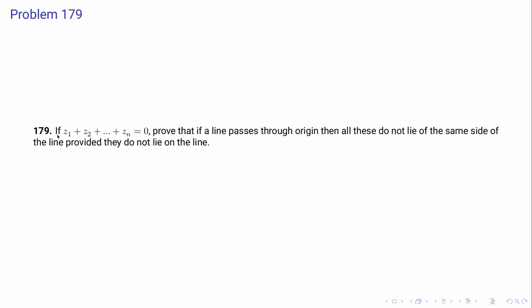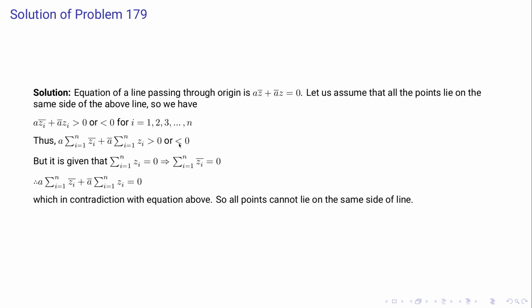Problem 179 says that if Z1 plus Z2 plus up to Zn is equal to 0, prove that if a line passes through origin, then all these points do not lie on the same side of the line, provided they do not lie on the same line. So we let the equation of a line passing through origin be a z bar plus a bar z is equal to 0. Let's assume that all the points lie on one side of the line.